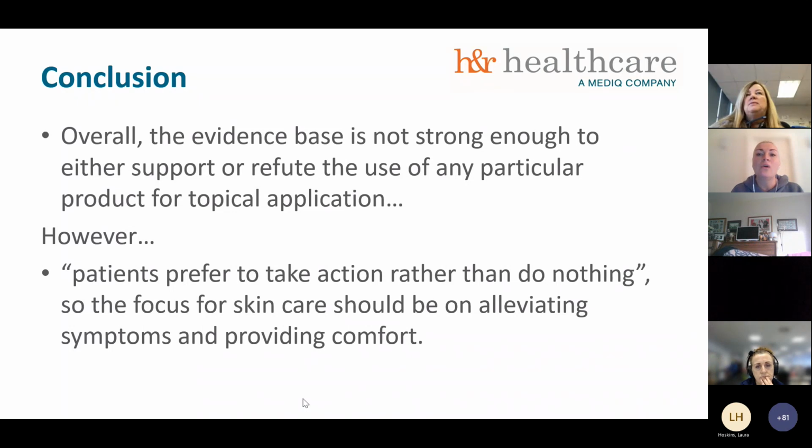However, we do know that us as clinicians, you know, we come into the job to help people, don't we? That's why we're here. So we come to make lives better. We come to look after people and make them better. But we also know that patients prefer to take action rather than doing nothing. So we know that the focus for skincare should be around promoting skin integrity, reducing that risk of radiotherapy-induced skin reactions, or trying to reduce the severity of them. But we also know that we should be aiming to alleviate symptoms.